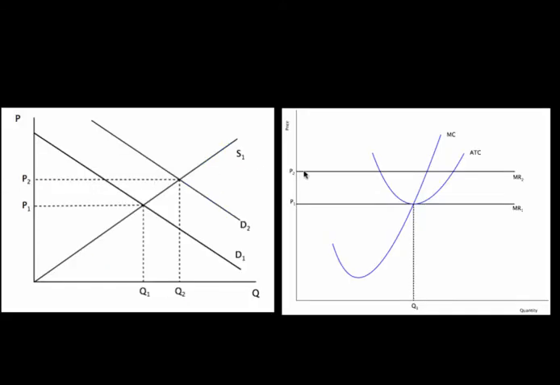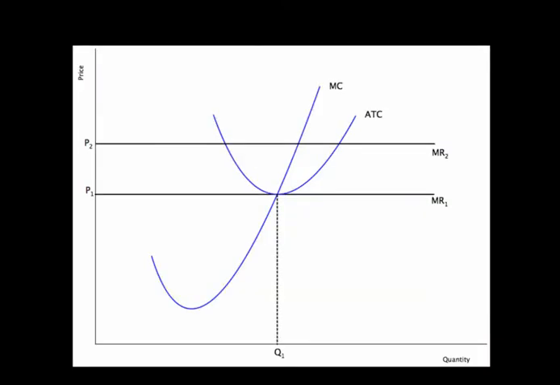Again, I usually draw these side by side so we can see how they're related, but I'm just going to zoom into our firm graph. I'm going to write this as MR2, our new marginal revenue curve. At P2, our firm is just going to take that price as given and decide what it wants to do, which of course is to profit maximize. So it's going to set price equal to marginal cost, which means it's setting marginal revenue equal to marginal cost, and that's going to be our profit maximizing quantity.